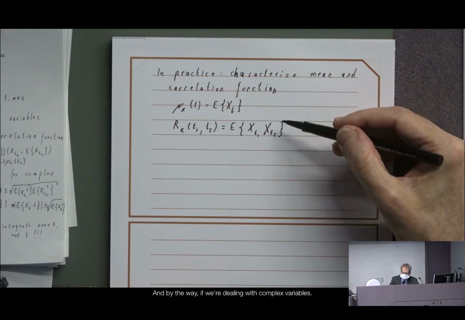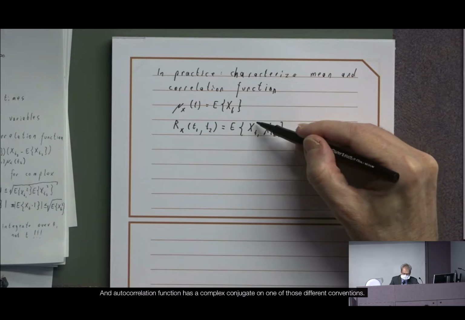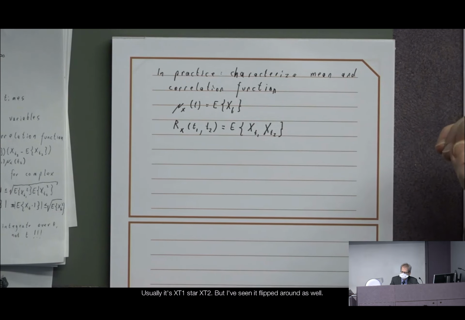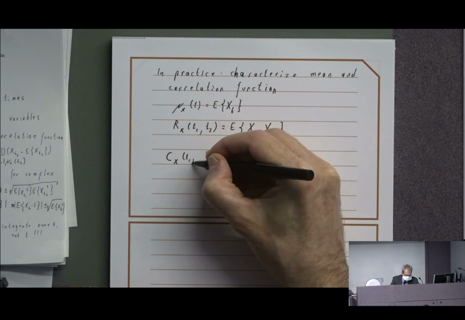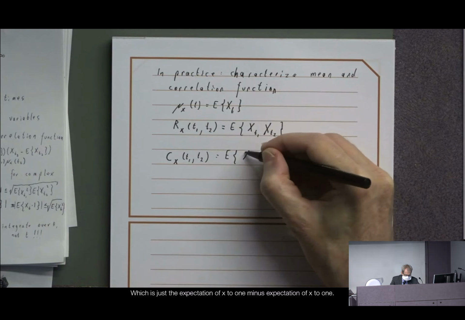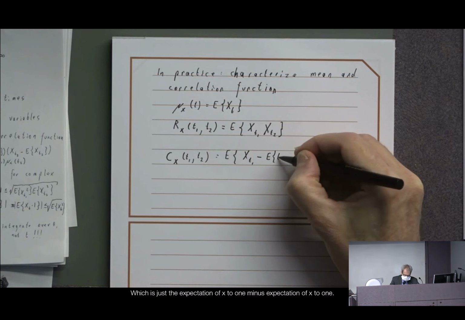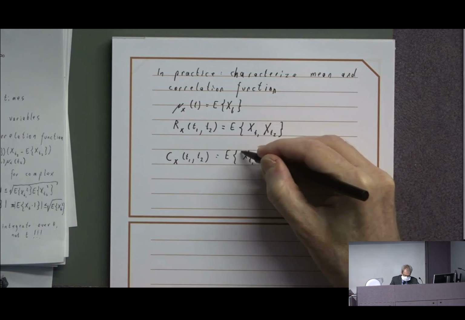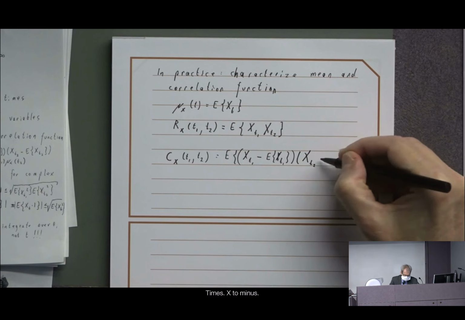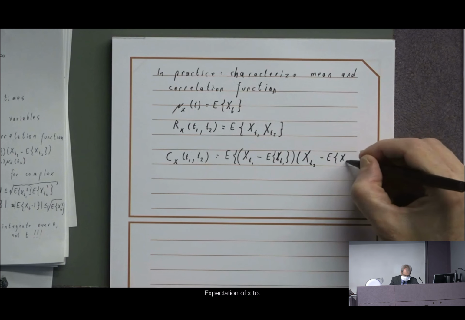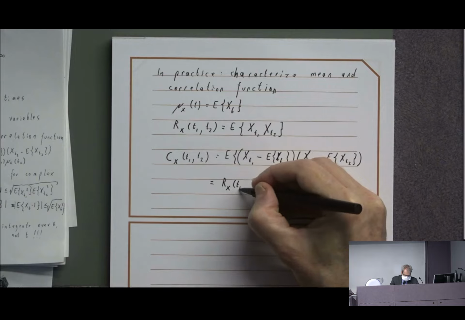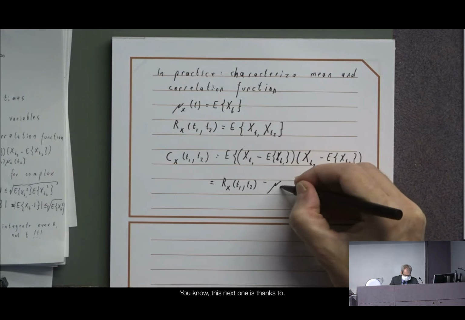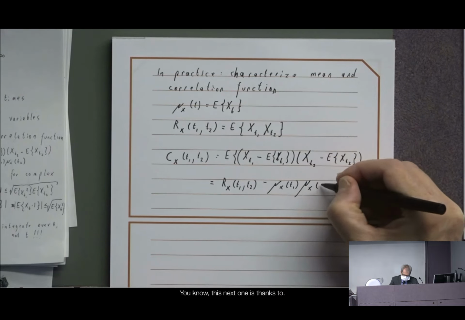And by the way, if we're dealing with complex variables, the autocorrelation function has a complex conjugate on one of those. There are different conventions. Usually it's x(t1) star, x(t2), but I've seen it flipped around as well. And then there is the autocovariance function, which is just the expectation of x(t1) minus expectation of x(t1), times x(t2) minus expectation of x(t2), which can be written as the autocorrelation function minus mu x(t1) mu x(t2).